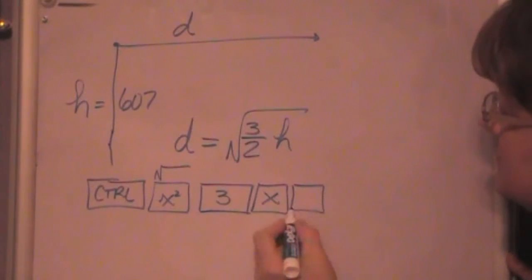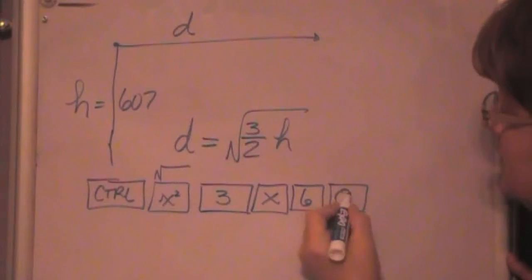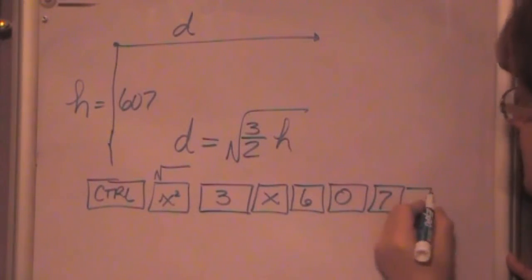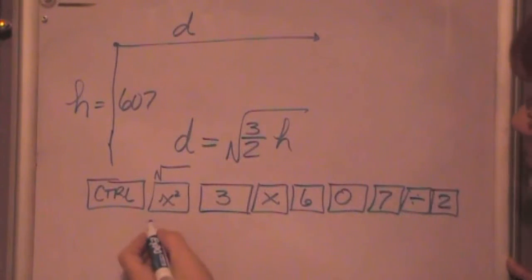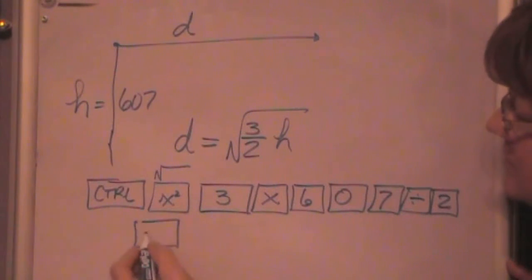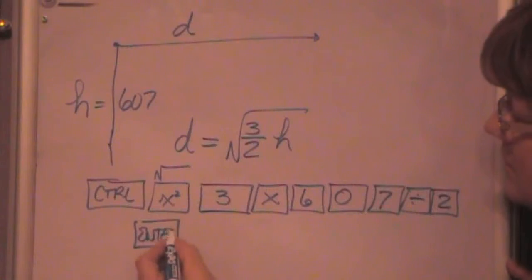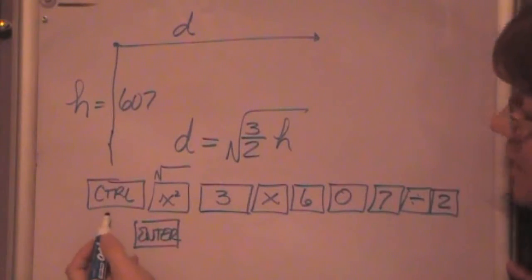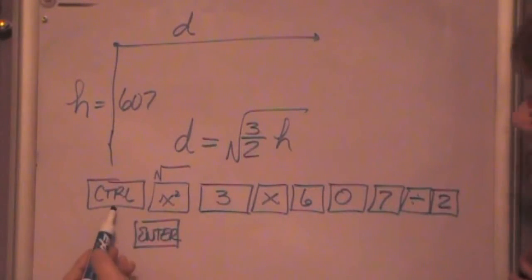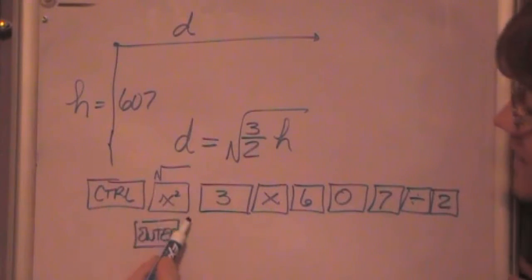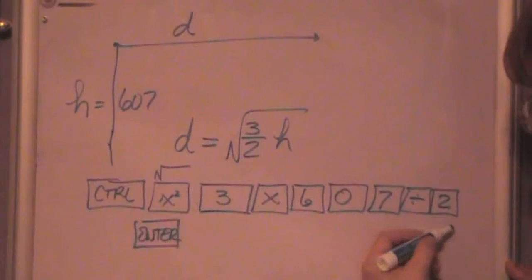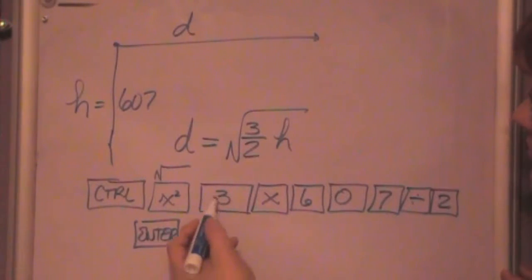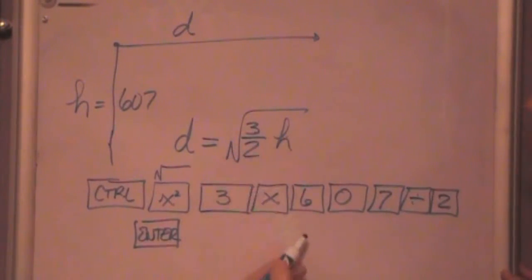Now, I can do 607 times 3, or 3 times 607, divided by 2, and then press enter. So there's the series of buttons that you're going to hit. You're going to have to hit the square root sign first on this calculator. The reason I don't need any parentheses here is because it's going to do the multiplication first and then the division, which is exactly what I want.